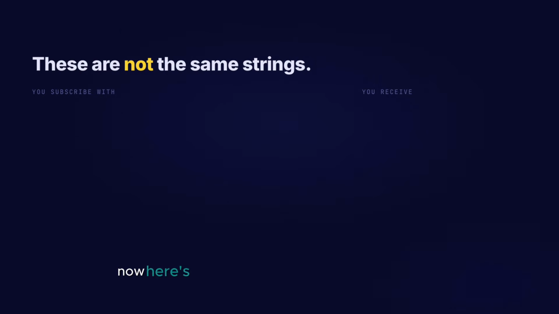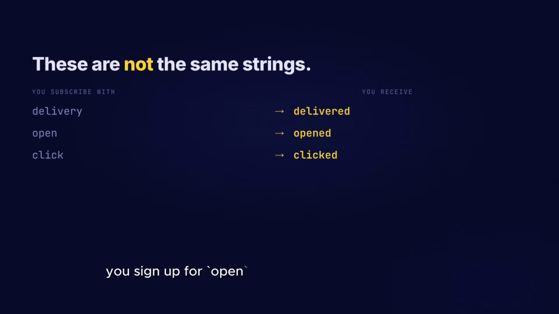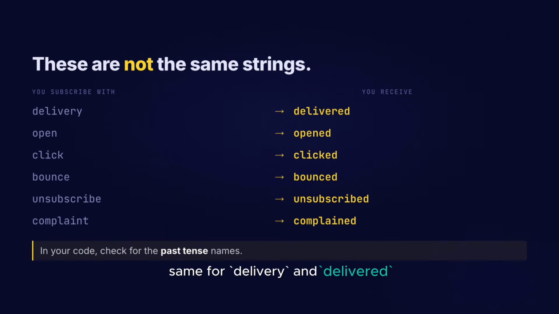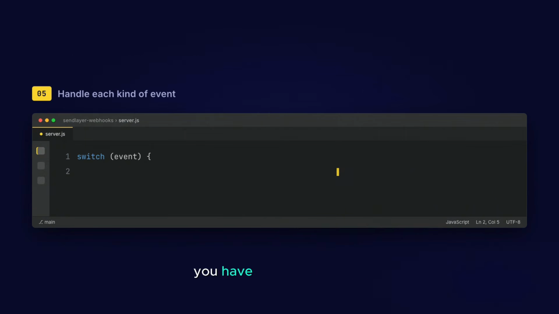Now, here's the thing that trips up almost everyone. The event names you sign up for are not the names you get back. You sign up for open, and what arrives says opened. You sign up for click, and what arrives says clicked. Same for delivery and delivered. So when you write your code, check for the past tense versions. Once you're checking that name, you have a real integration.